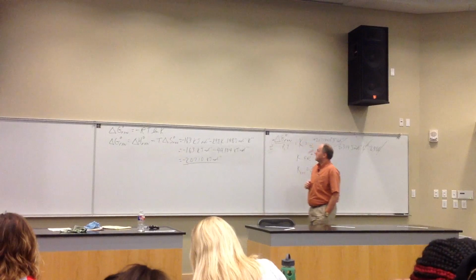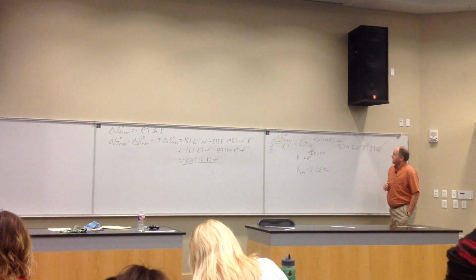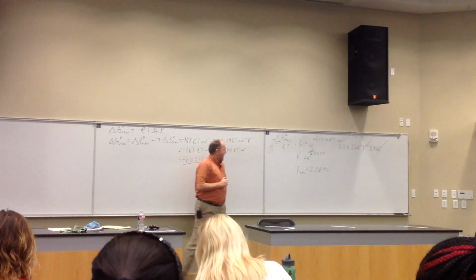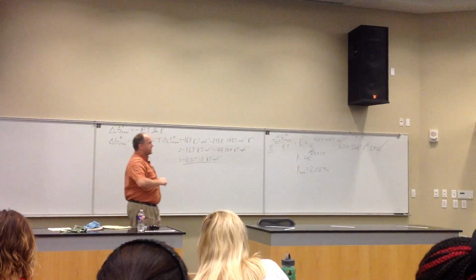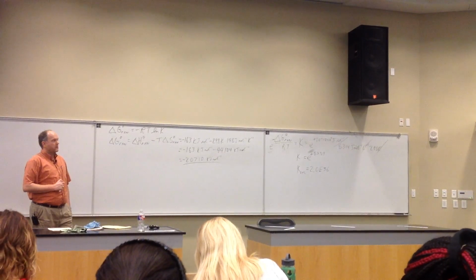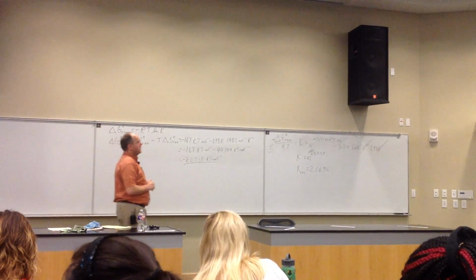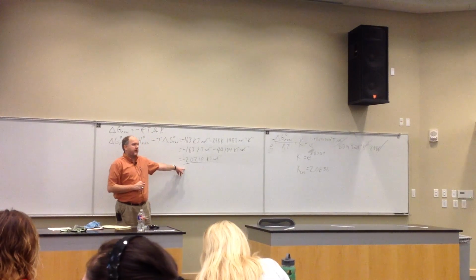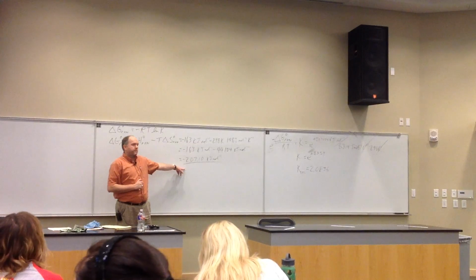Okay, so that gives me a really, really large K. K is extremely big, meaning, does this favor reactants or products? Products. Now we would expect that by the fact that this is a relatively large negative delta G0.